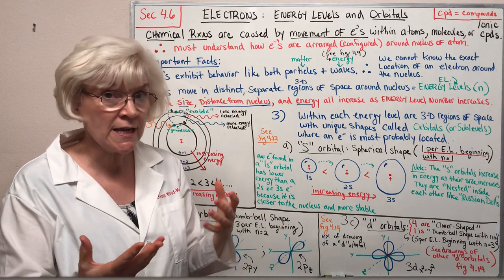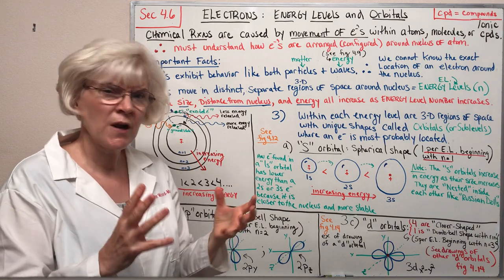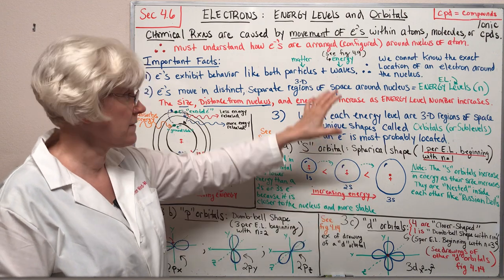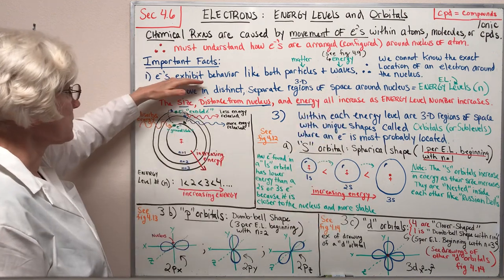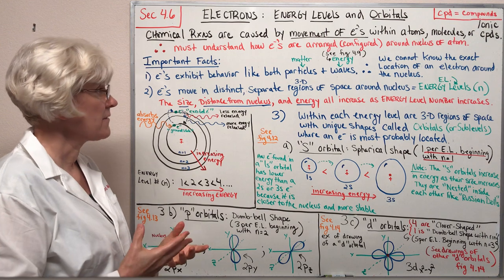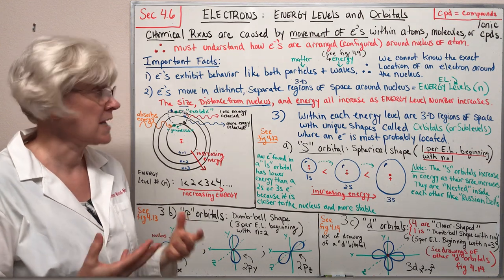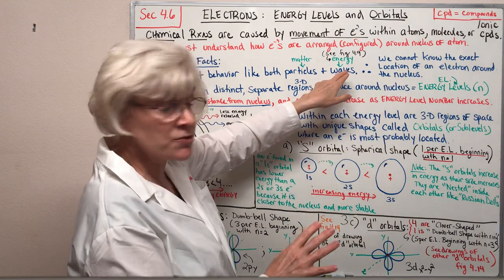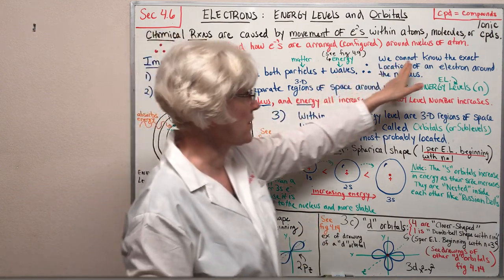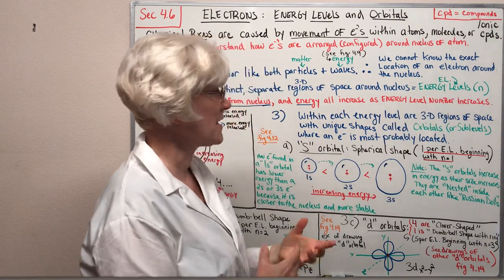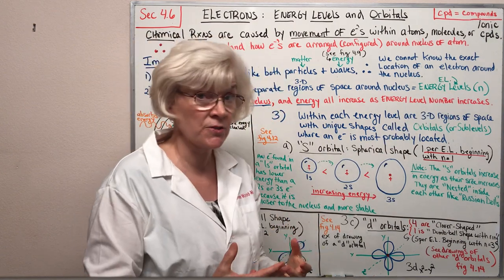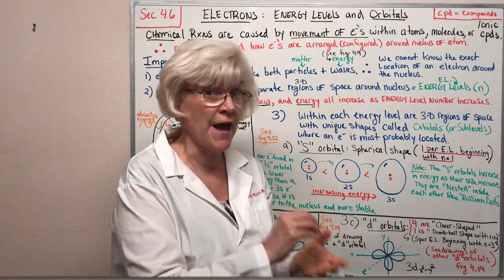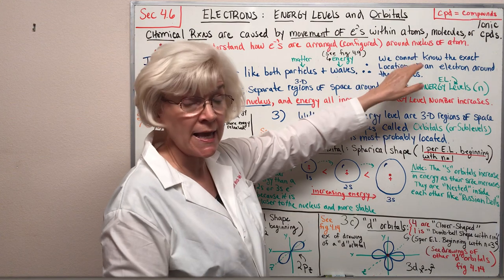It's our current working model of the atom, and I'm trying to just summarize some key aspects of it very quickly and fairly simply here. So, electrons exhibit behavior like both particles and waves. Why is that important? Because if an electron is wave-like in its behavior, then that means we cannot know the exact location of an electron around the nucleus. Scientists once thought they could figure that out, and now they know they can't.